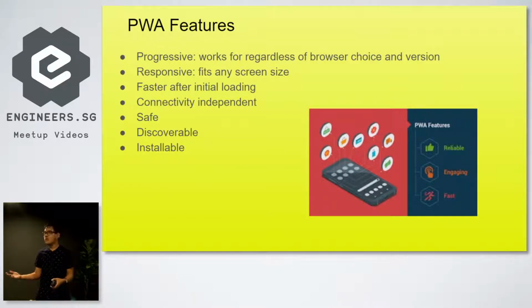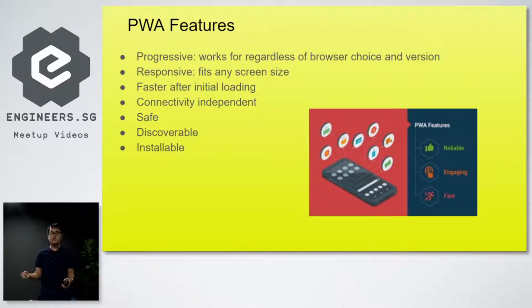So what are the features of a progressive web application? Firstly, it's progressive. You can use it for any browser, any version, because it improves it. The architecture of a PWA fits those systems. It's progressive, which means that if you're running a PWA, you can do it for any screen size. You can do it for a laptop, a tablet, or a phone.